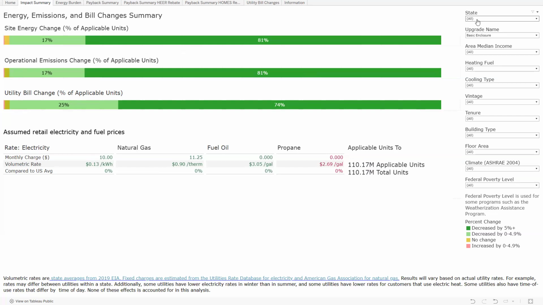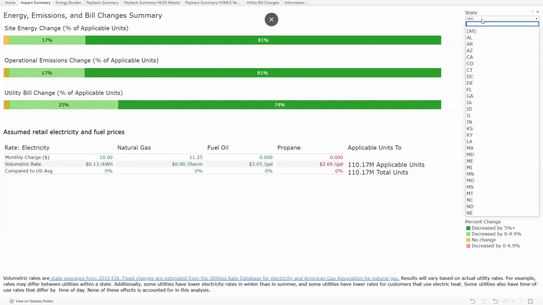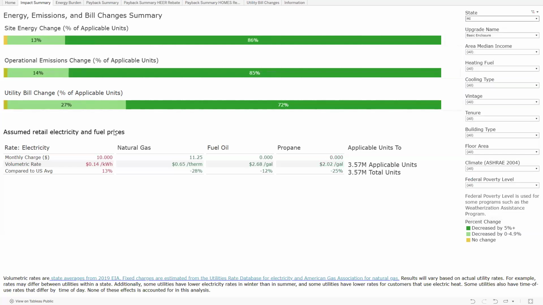In this case, we're looking at all states across the United States. As you filter down, this is going to be able to tell you how many units you're looking at in terms of the total number of units across that state. For example, if I was going to select Michigan, this number is going to change. It's going to say 3.57 million applicable units. And as I get more into the filters on the right-hand side, this number will change.